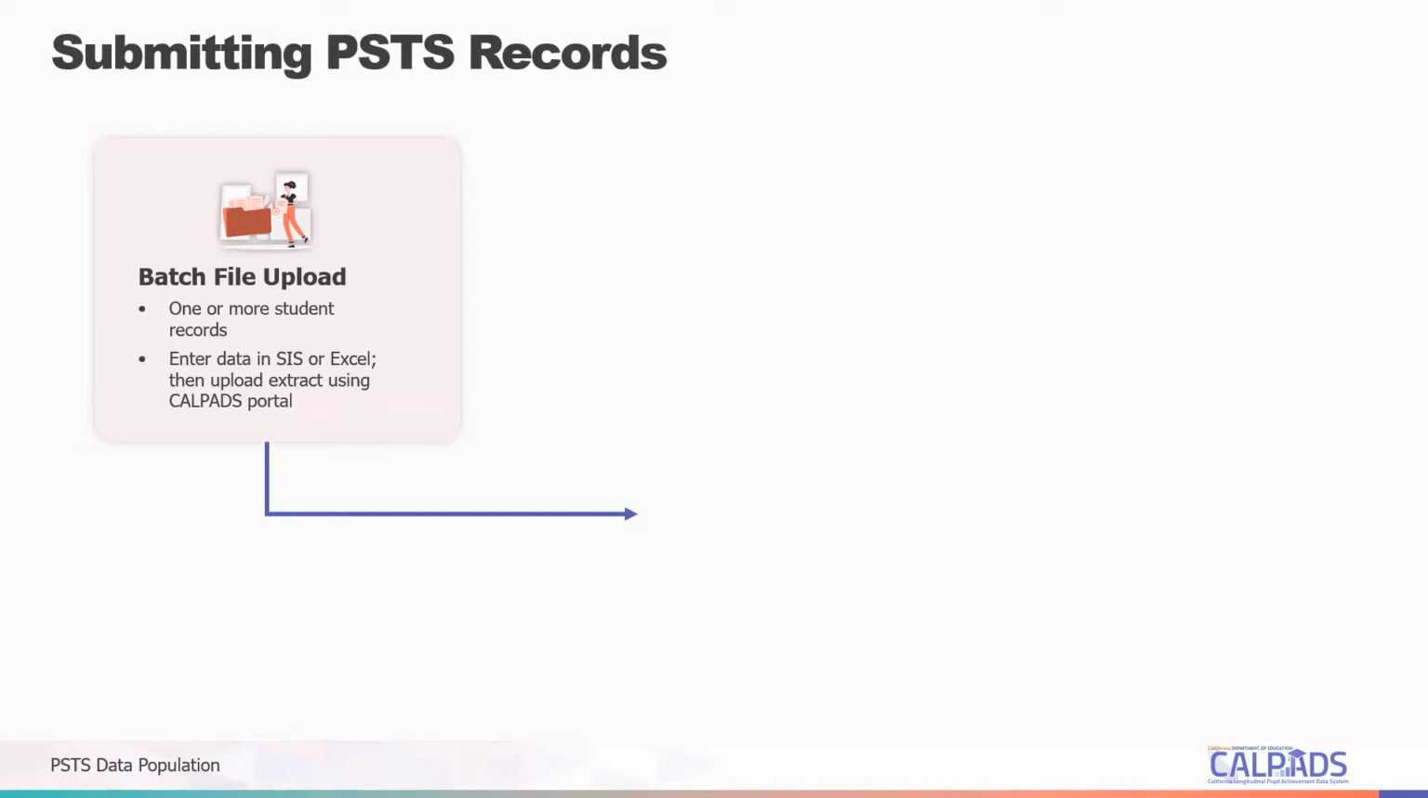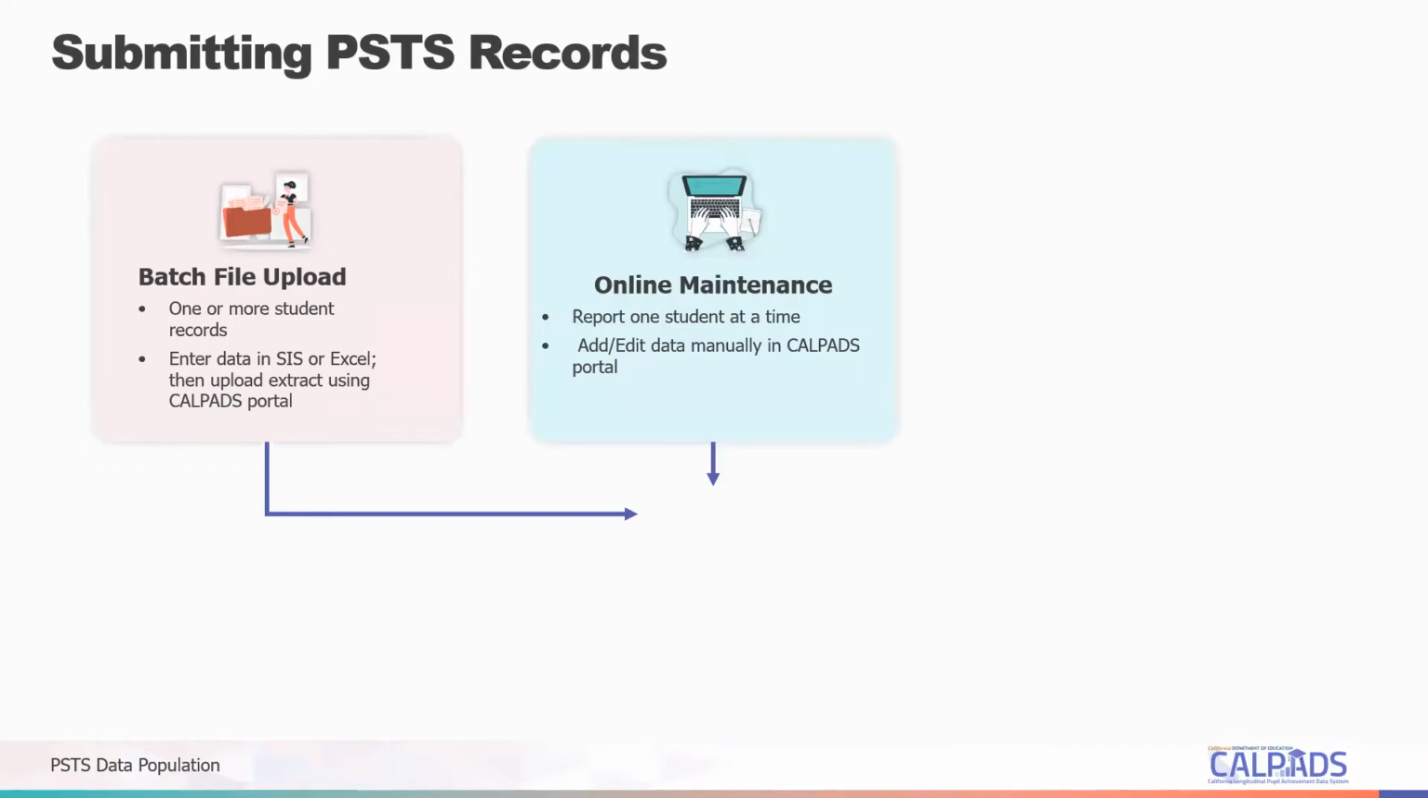For post-secondary submission of CTE completers survey results, you may extract the file from your CSIS or use the PSTS batch file template to build your file and then upload it to CALPADS. Second is through online maintenance, where you can add PSTS records one at a time.